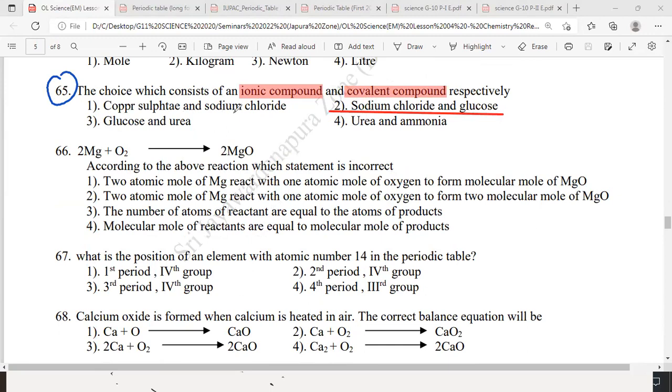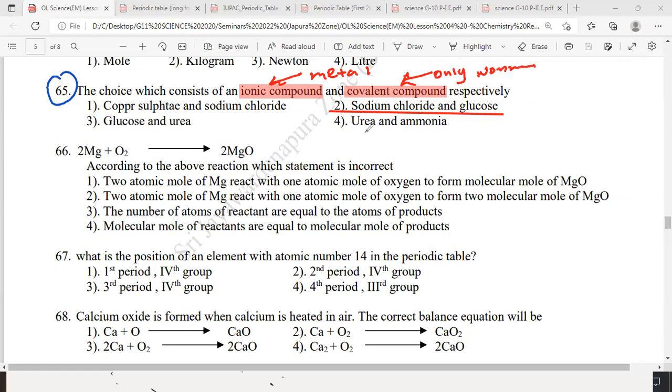Both are ionic, copper sulfate. How to easily check whether it's ionic or covalent? If a metal is present, definitely it's an ionic compound under O level. There are some exceptions. Only non-metals are mostly covalent. Metal and non-metal both, ionic. Only non-metal, covalent. That's how you can easily remember this.